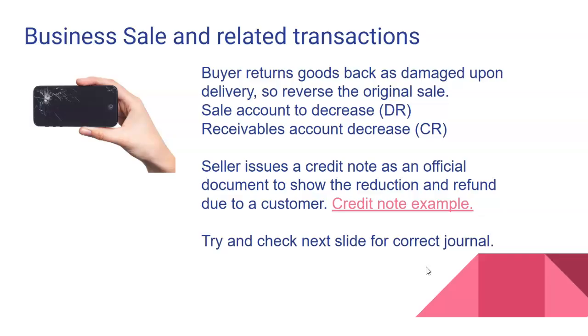Let's have a look at the business sale where we have a damaged item. So we have the sale account decrease and the receivable account decrease. The seller issues a credit note as an official document to show the reduction and the refund due to the customer. I'll put a link for the credit note. It's a document which we have to send to our customer for damaged goods.